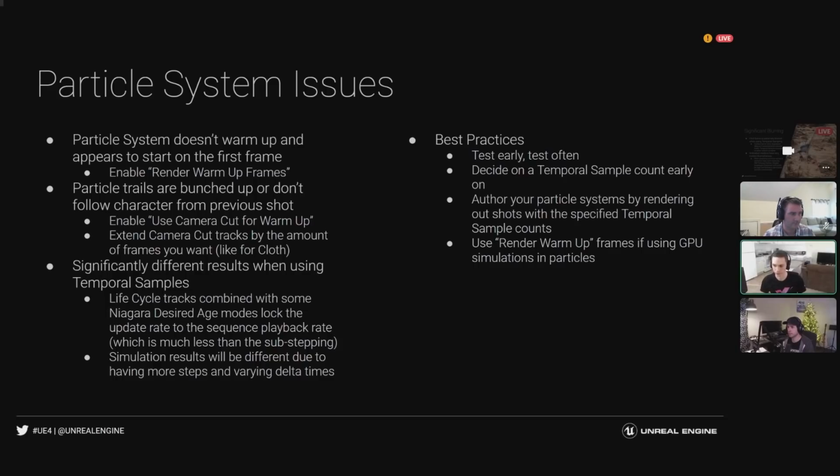If you're seeing significantly different results when using temporal samples, life cycle tracks in Niagara combined with some of the desired age modes lock the update rate to the sequence playback rate. When we do temporal subsampling, the sequence playback rate is still 24 or 30. But if you're doing 8 subsamples, you get 24 times 96-ish higher resolution. So you may need to play with that setting in your Niagara particle systems.